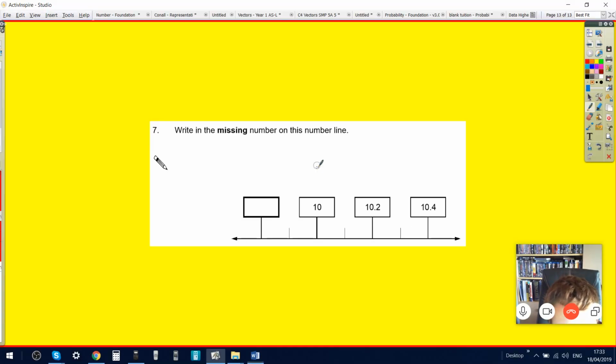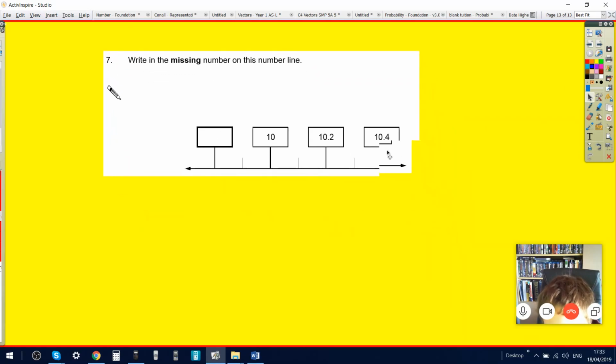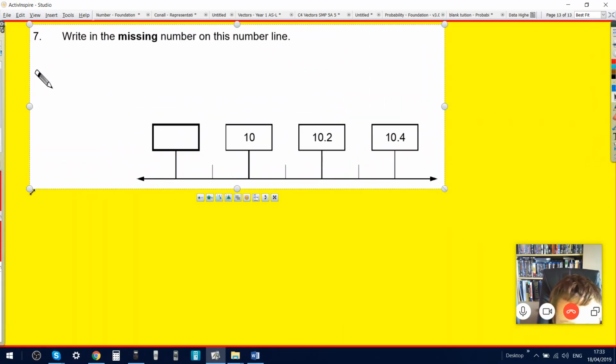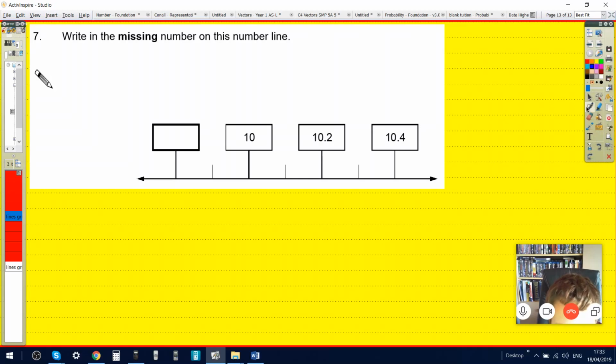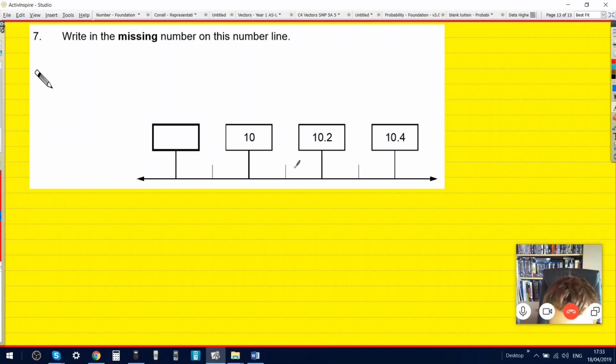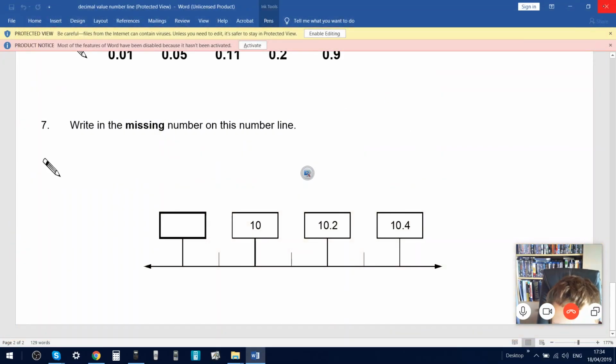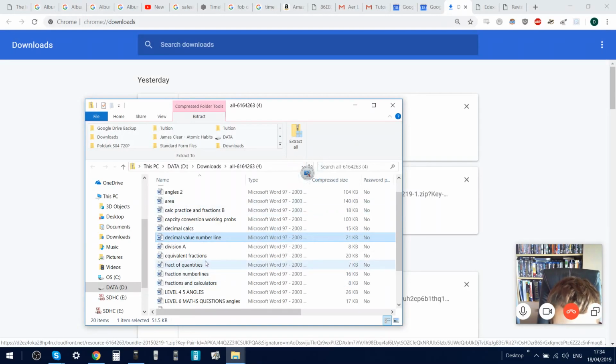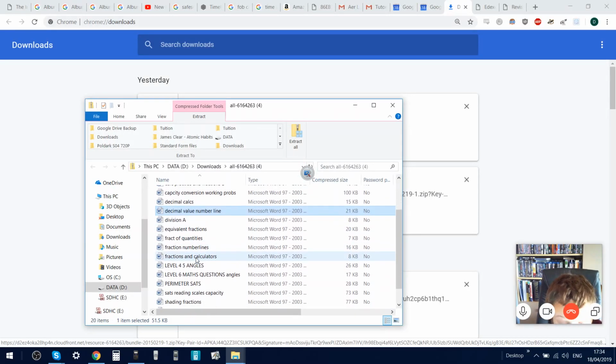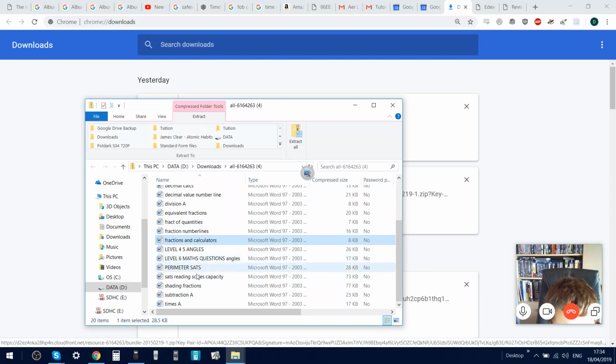Okay, what's the missing number? So by the end of this pattern, it's like adding on 0.2 each time. So the number must be 9.8. Yep. Well done. 9.8. So that's good. That's decimals. Equivalent fractions. I think you're good. Fraction of quantities, fraction of numbers, fractions and calculators. Shading fractions.